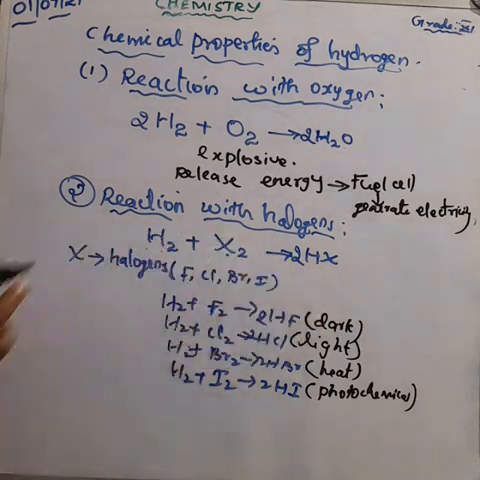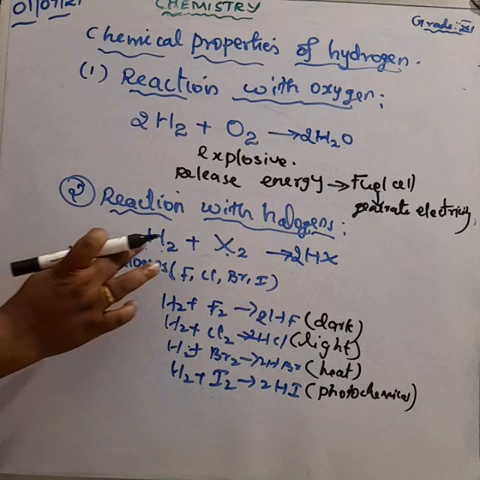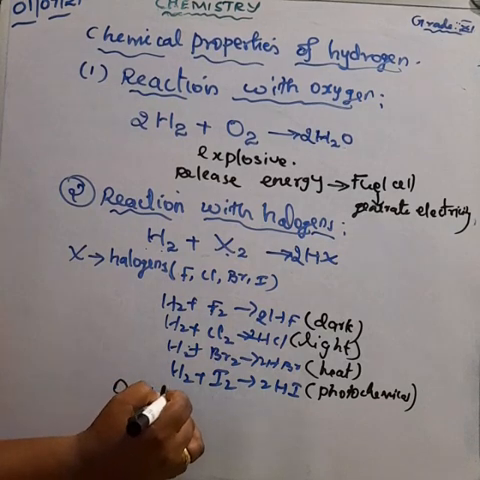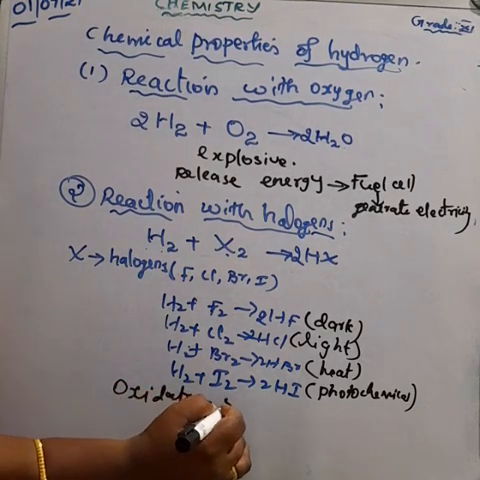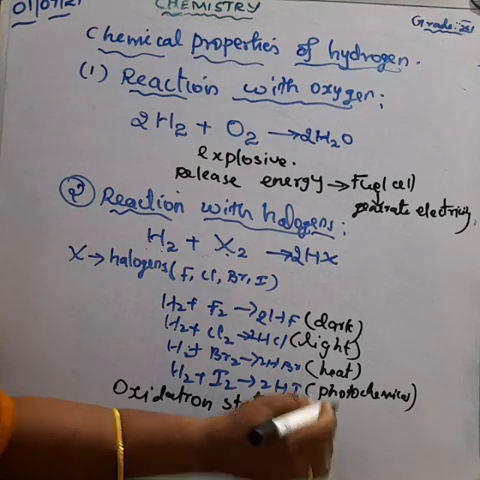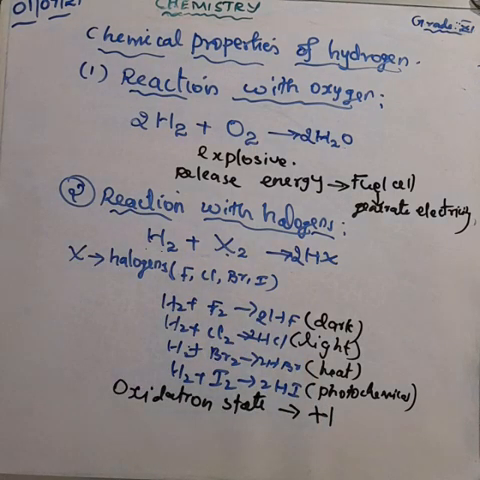Here in this reaction, hydrogen has an oxidation state of +1. What is the oxidation state of hydrogen? +1. What do you mean by oxidation state? We already studied that. Oxidation state, valence. In our third unit, we studied clearly about valence. So, what do you mean by valence?